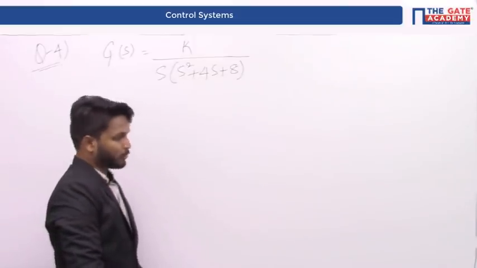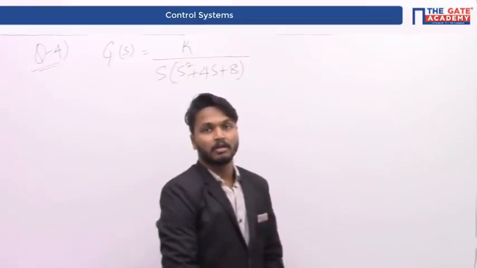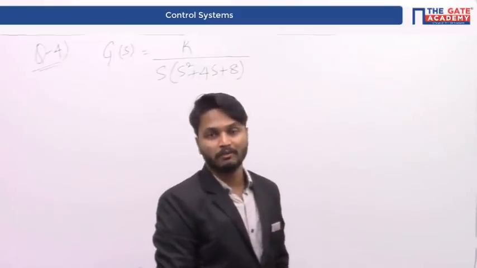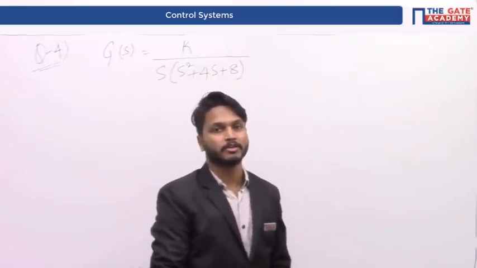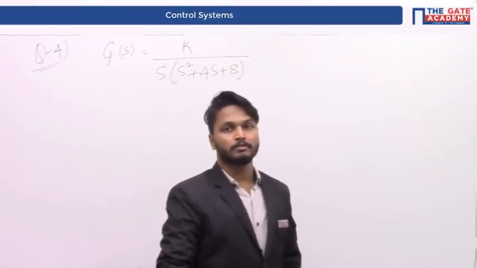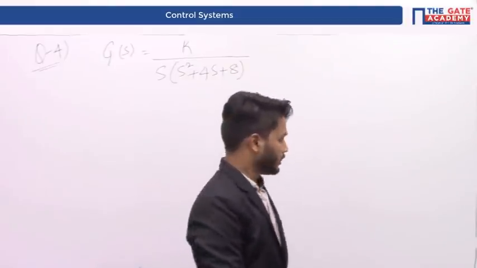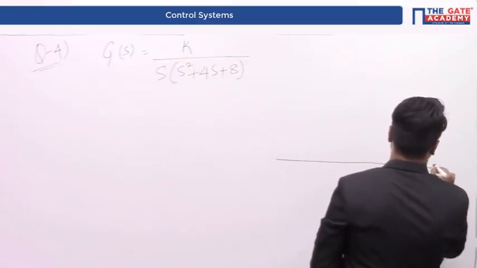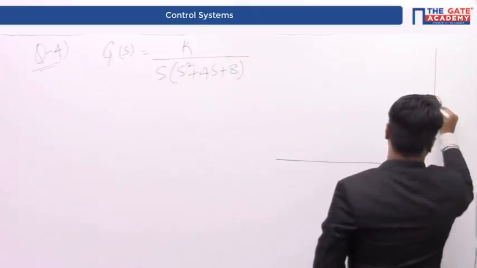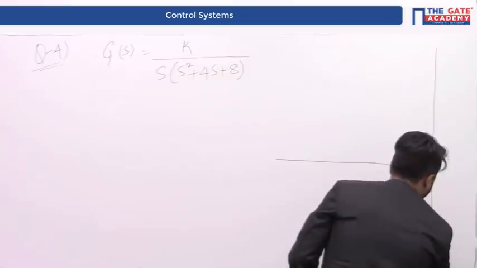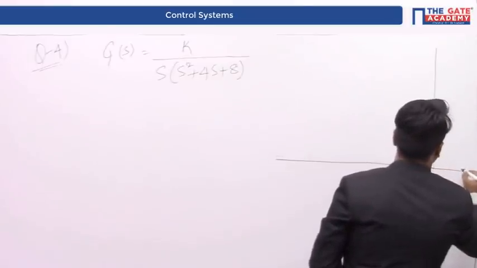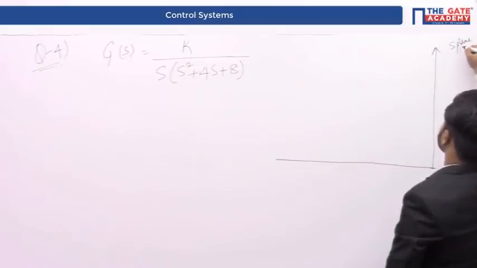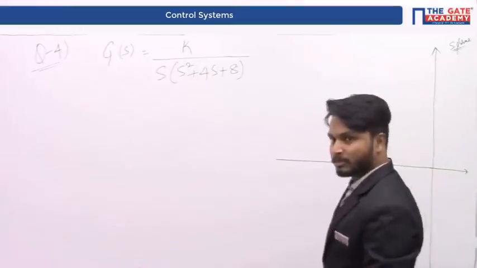For this particular open loop transfer function, if the system is made a unity feedback closed loop system, we have to construct the root locus, and we have to find all the points, that is the breakaway points, the points of intersection with the imaginary axis and all, right? Therefore, let us consider the S-plane is like this.